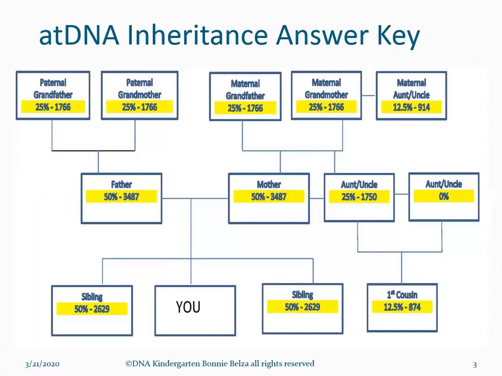One of the things that we did in lesson one was we filled out this worksheet. It's called the Autosomal or ATDNA Inheritance Worksheet. And we had you enter in the relationship to each of the people in the blank boxes, the percentage of DNA that you share with them, and the average amount of DNA that you would share with those people. You might want to take a screenshot of this so that you'll have the answers to that worksheet.